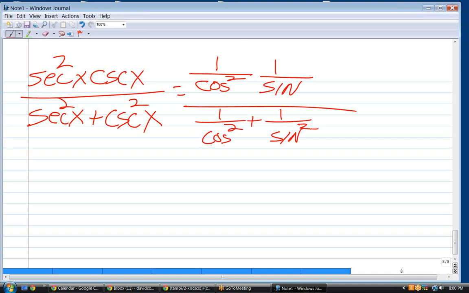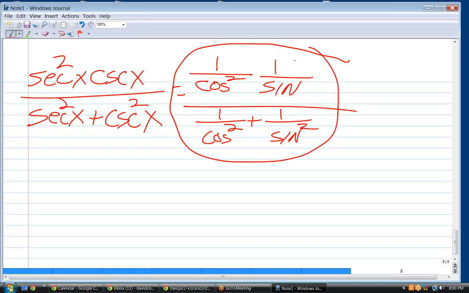Okay. Now it becomes an algebra problem. Let me think about this for a second. The bottom is being added, the top's being multiplied. So the top's easy enough to do. How do we add 1 over cosine squared to 1 over sine squared?